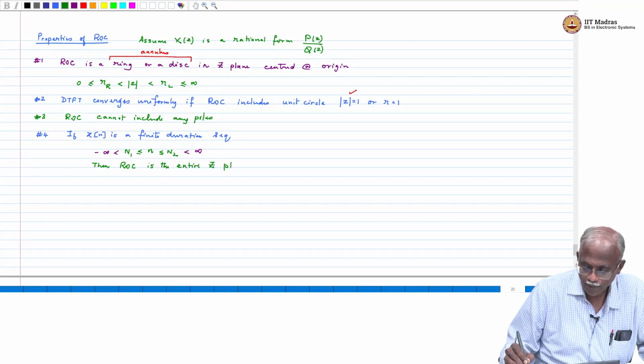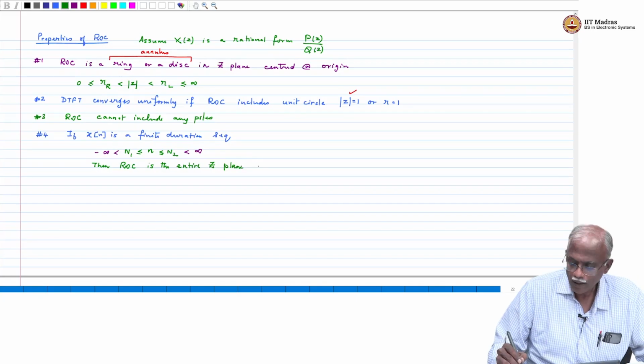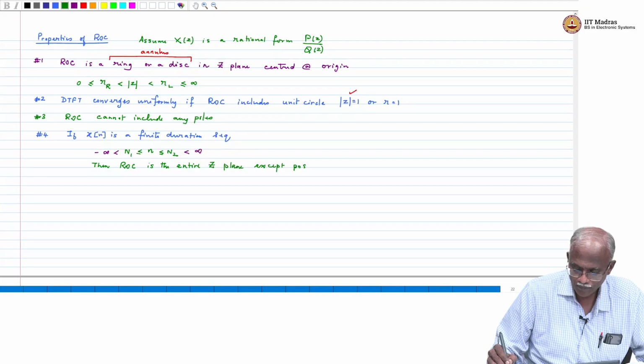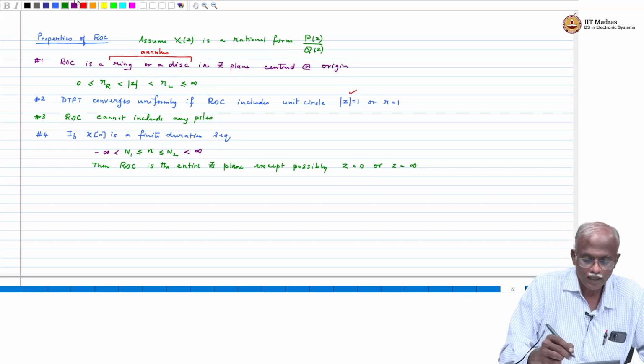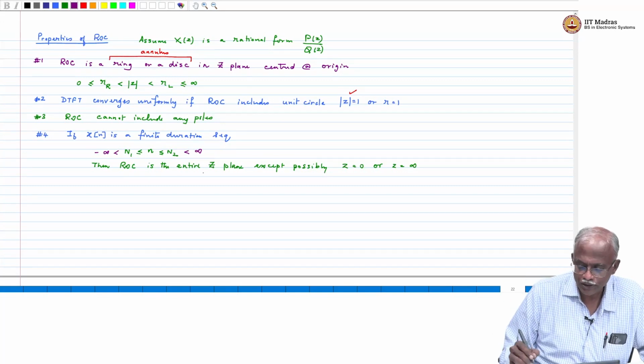Entire Z plane, except possibly Z equal to 0 and/or Z equal to infinity. Okay. Now, what is the simplest way to check what is included and what is not included? Look at the expression for X of z.